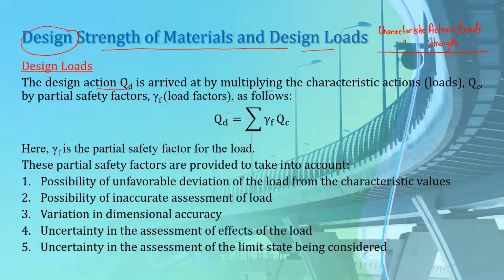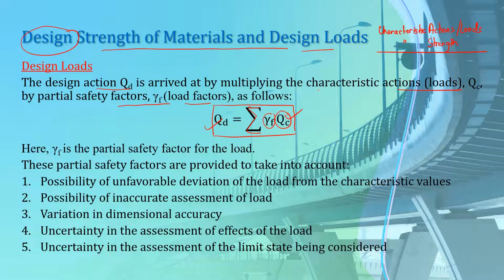The design action or design load QD is arrived at by multiplying the characteristic action QC by partial safety factors gamma F, which is known as load factor. So you can see one general representation here. Characteristic action, which is QC, when multiplied by the partial safety factor and when summed up gives us the design load or design action. This summation here represents that the characteristic action may be of different types, and for each type of action there may be a separate load factor.